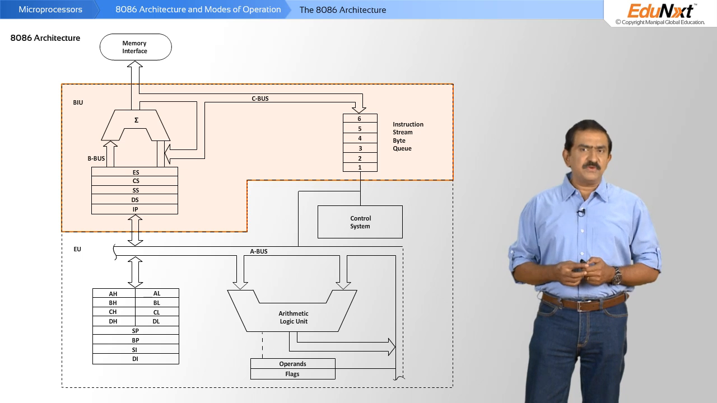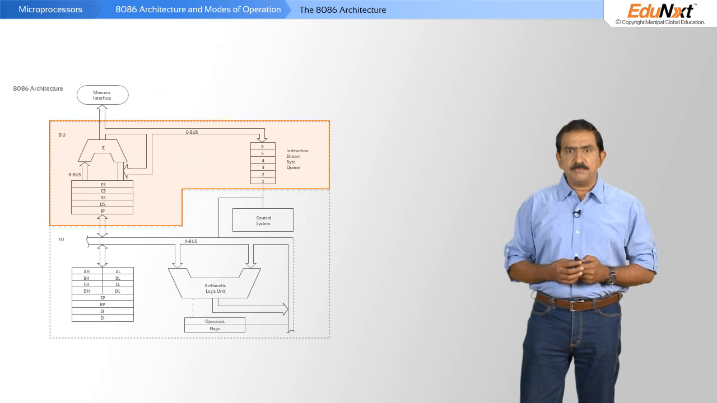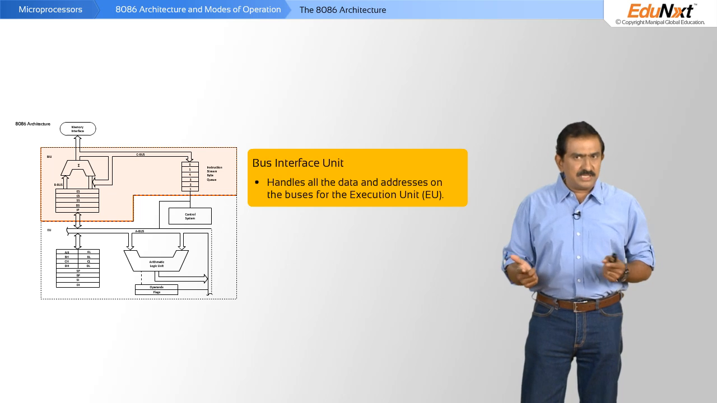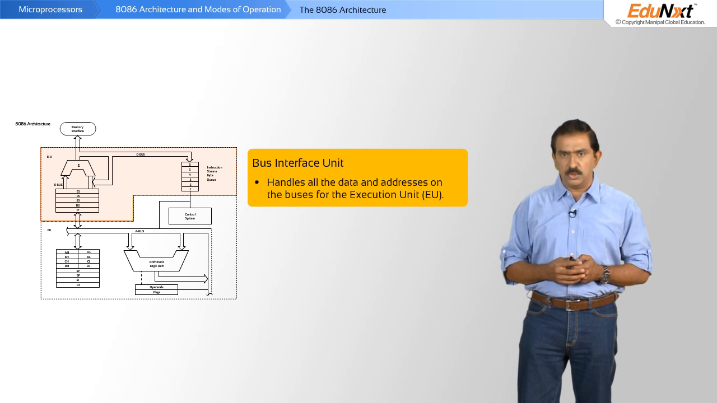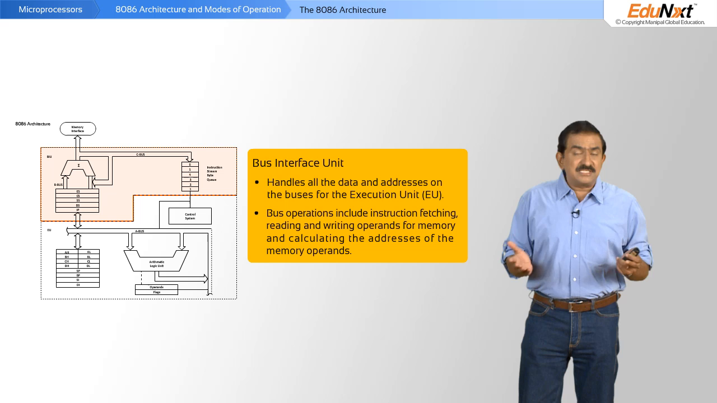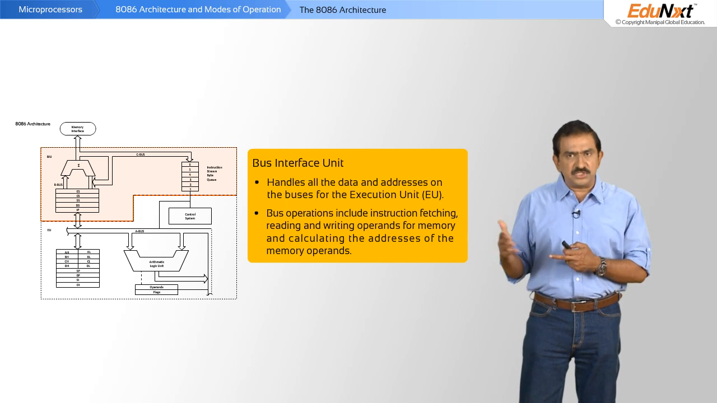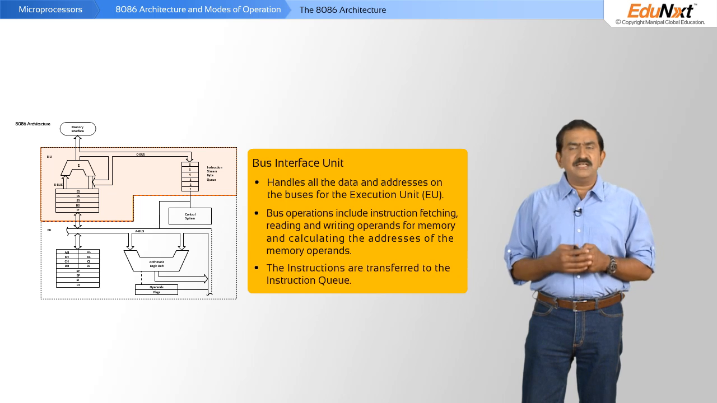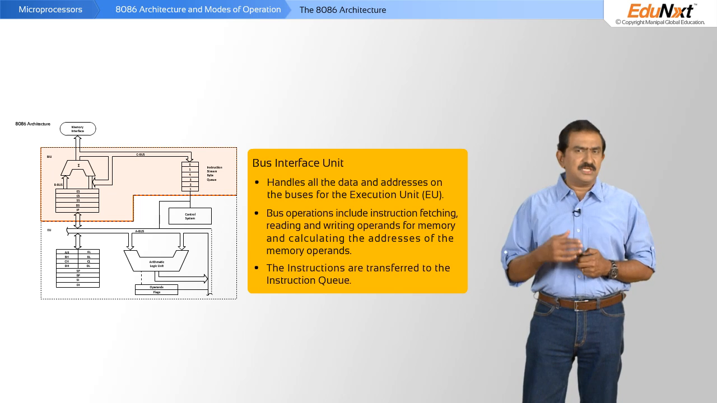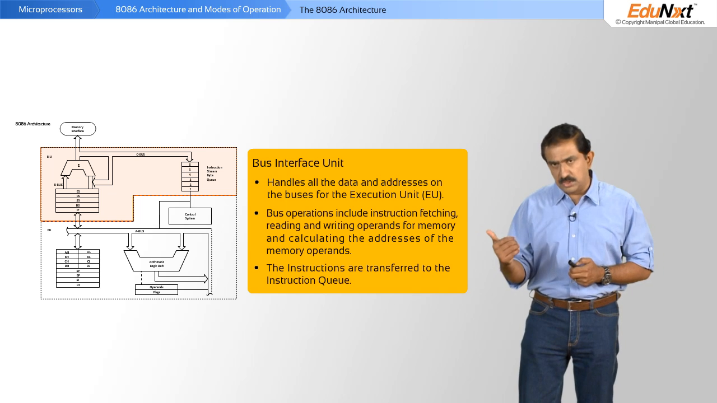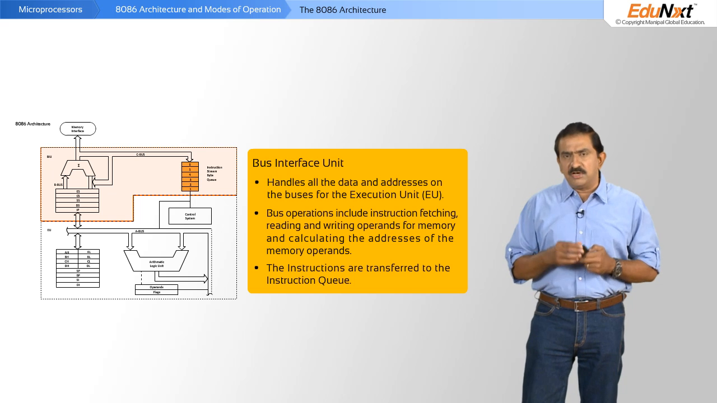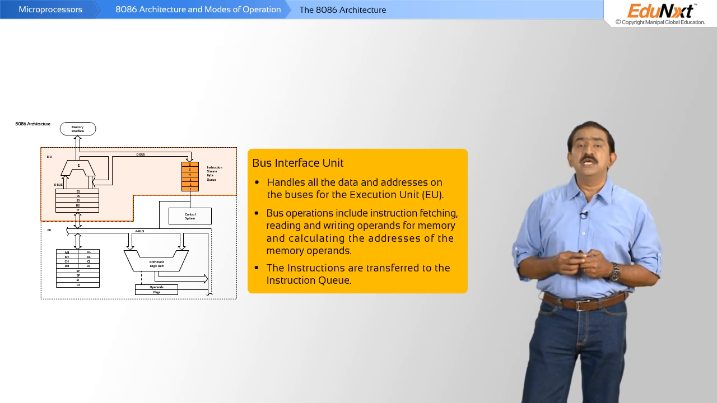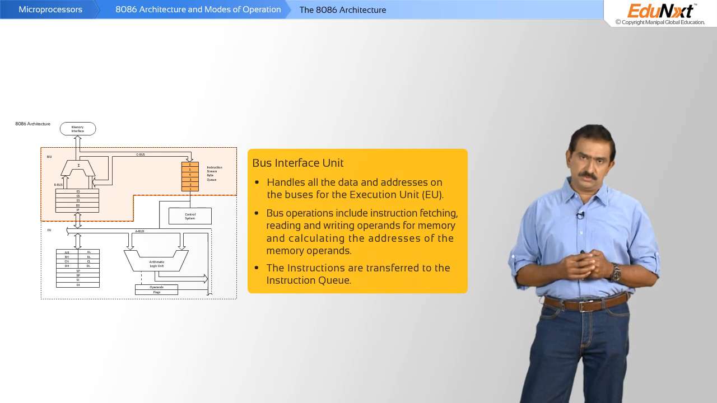Let's look at the bus interface unit in a little more detail. It handles all the data and addresses required by the processor to access the external world. Typically, bus instructions are about fetching instructions, reading or writing, so on and so forth. The instructions are transferred to what's called the instruction queue. Now, we spoke about these 6 locations of memory inside the processor, which are used for holding 6 consecutive instructions.